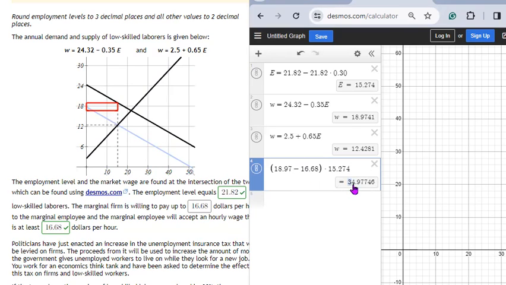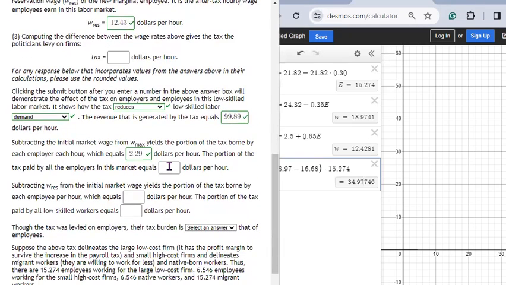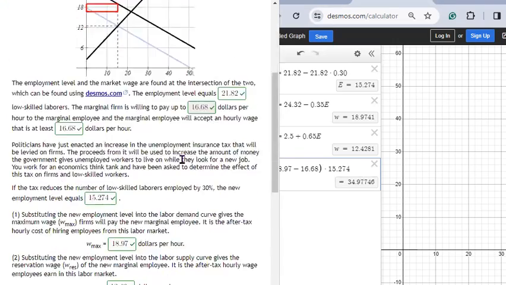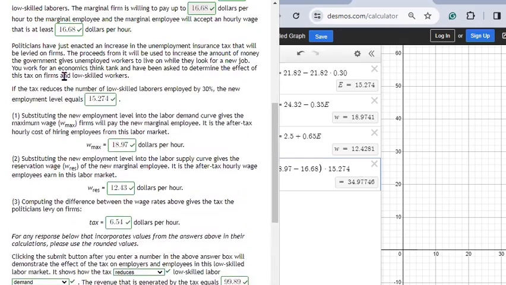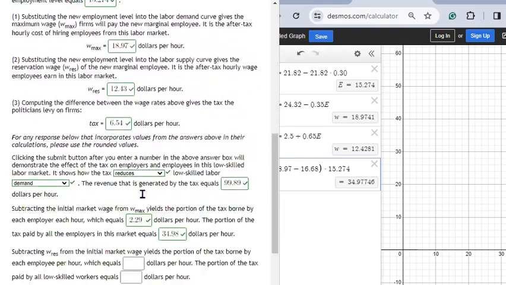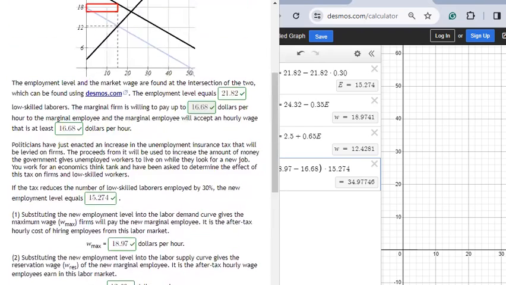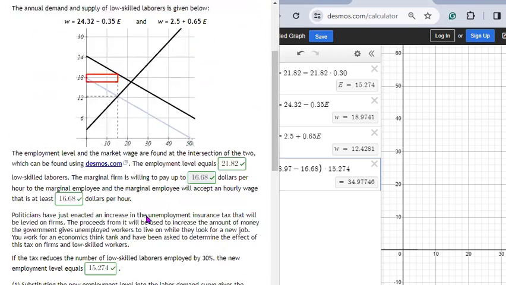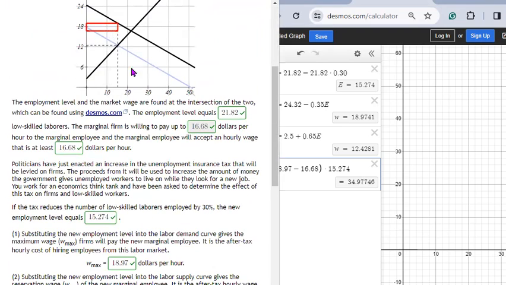So they're going to pay $34.98 per hour, right, on behalf of the employees to the federal government. We're going to make that 34.98 when we round it to 2 decimal places. Okay, so the height of this box is the 2.29, right? The area of this box is 34.98, right? 34.98, the area of that box, right?